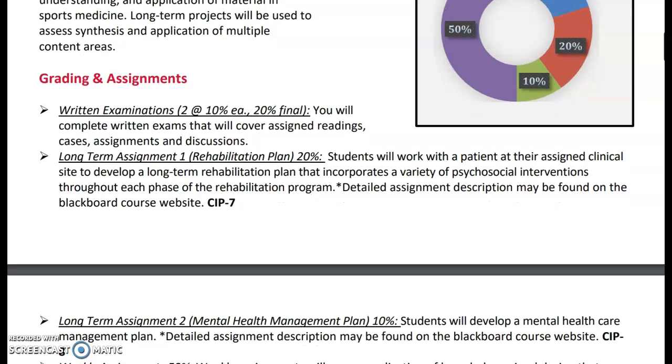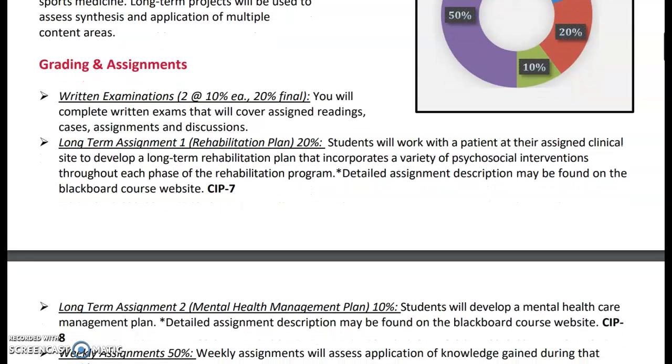Second long-term assignment is a mental health management plan. So this is a mental health care management plan, again, that you'll work with your preceptor to ensure that it can be implemented into clinical practice.